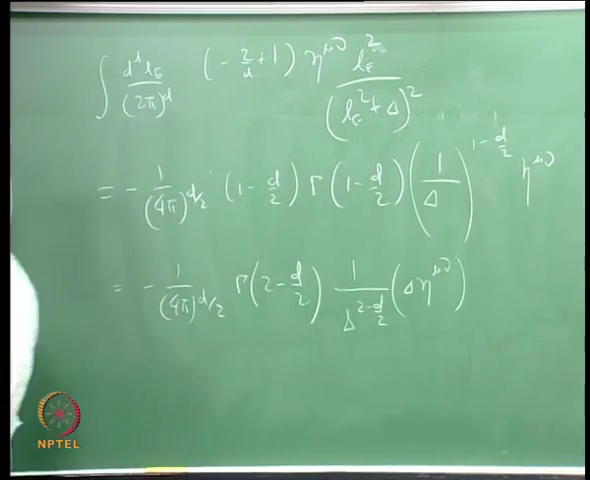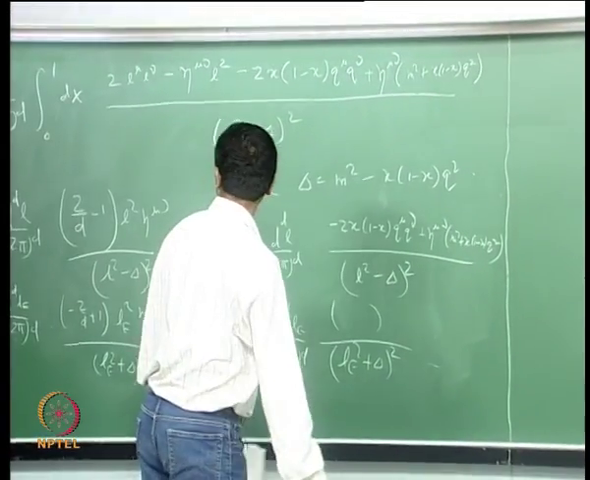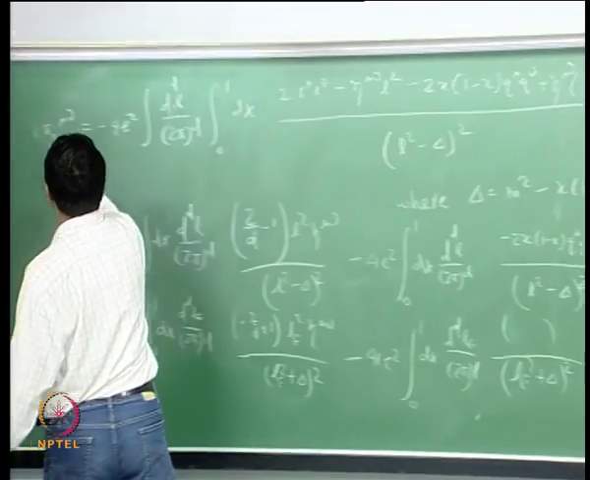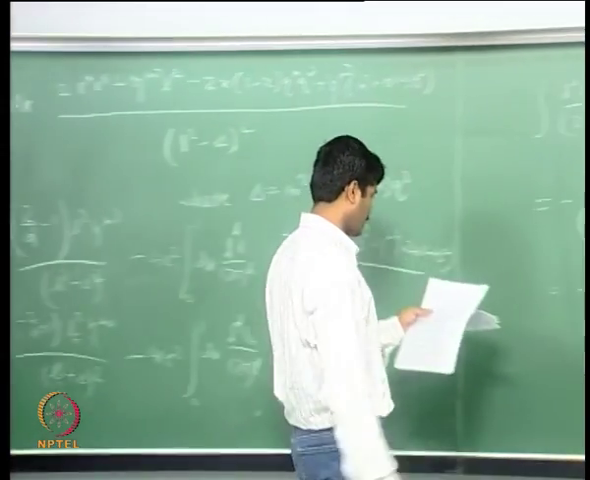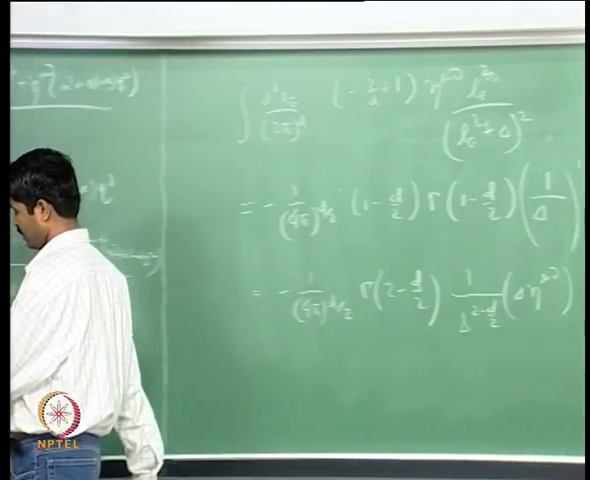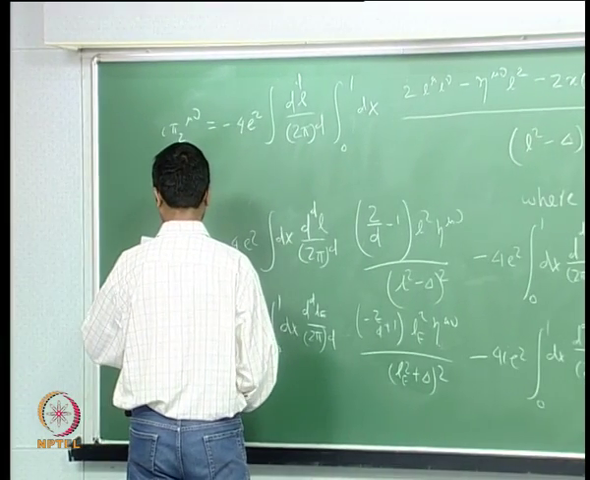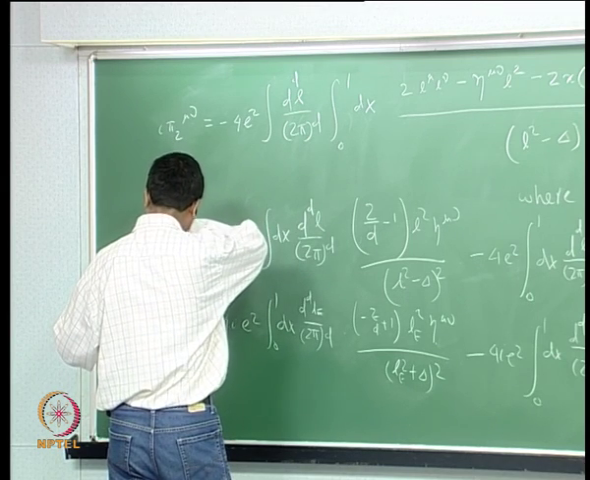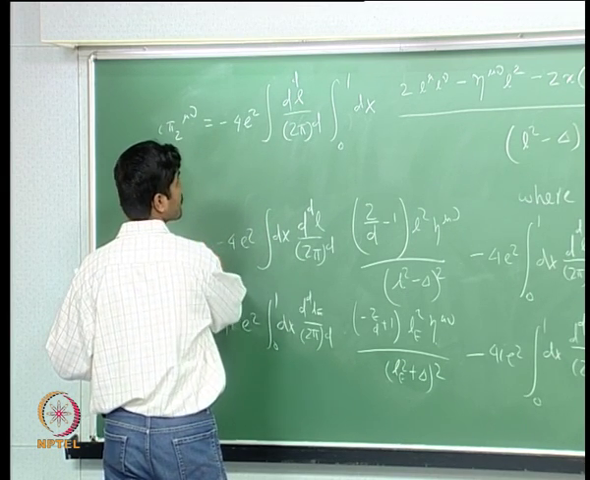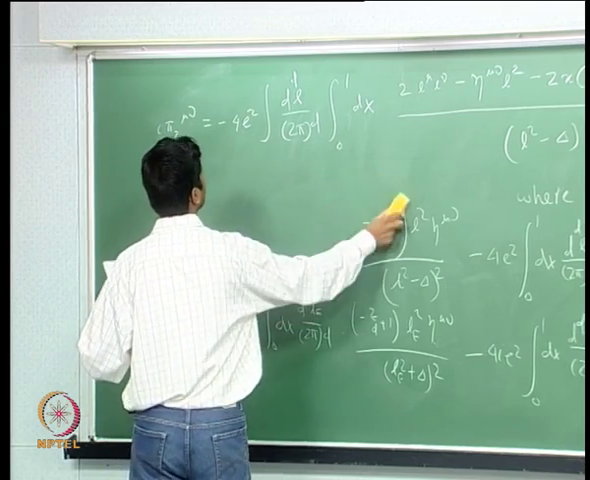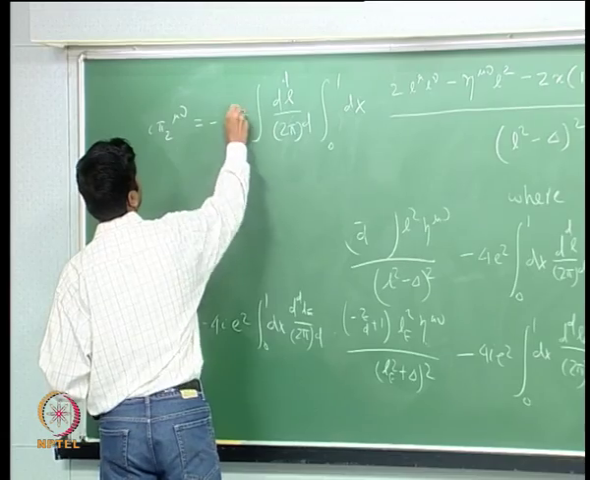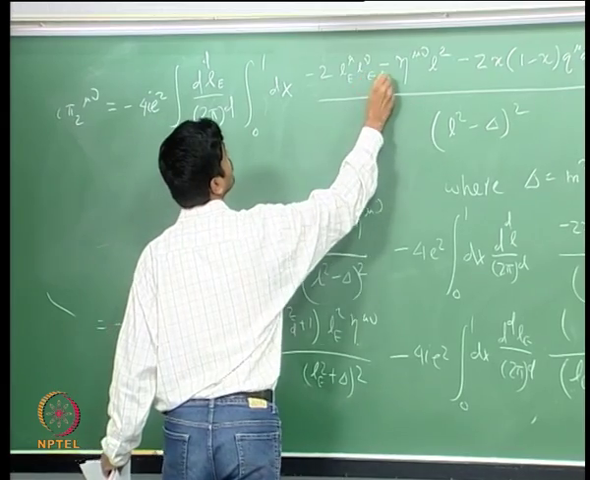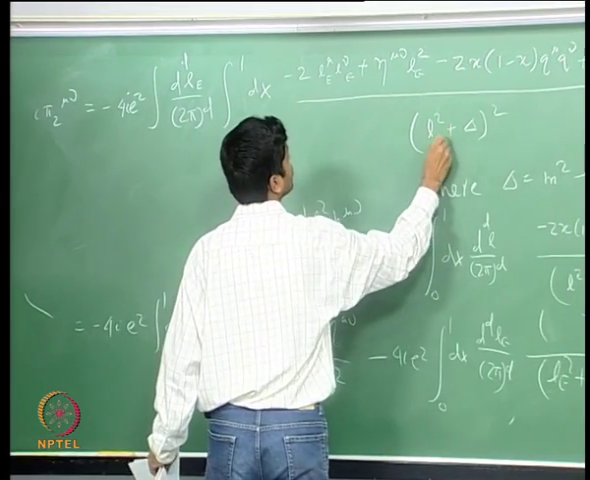So I will use this, then at the end of the day, if I want to consider i pi 2 mu nu, what I will get is, let me write a factor of i here.